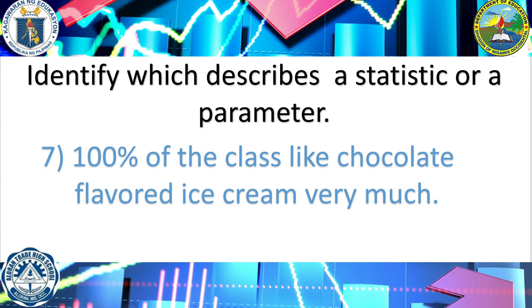Next, 100% of the class like chocolate-flavored ice cream very much. What is presented here? A statistic or a parameter? That is correct. We have here a parameter.